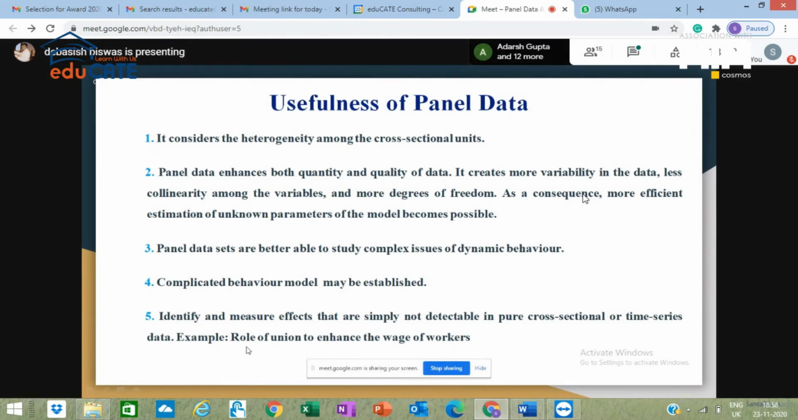Suppose the objective of your research is the role of union to enhance the wage of workers. If you want to know the changes in the wage of workers, then only one time period is not enough to measure the changes. At least you have to take 2 years so that you can measure the change. So if you want to measure the change, more time periods are required.